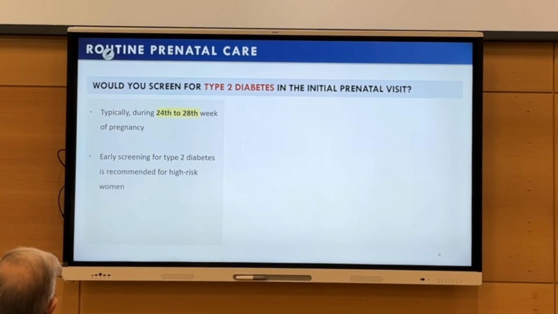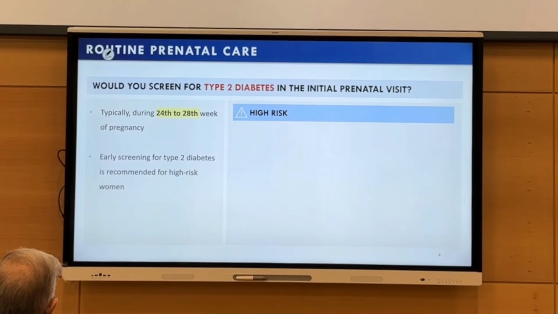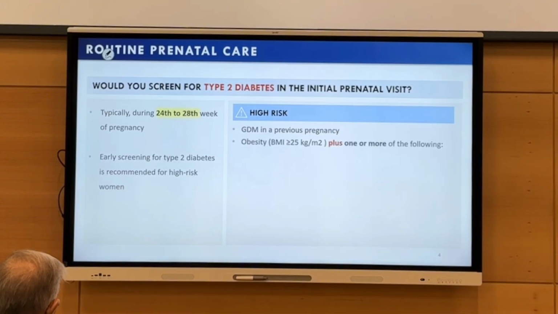What women do we consider high risk? Obese, excellent. Over the age of 35. Previous history of hyperglycemia. So in high risk, GDM in a previous pregnancy, the gestational diabetes, is an indication by itself for early screening. Obesity, a BMI of 25 plus one or more risk factors.